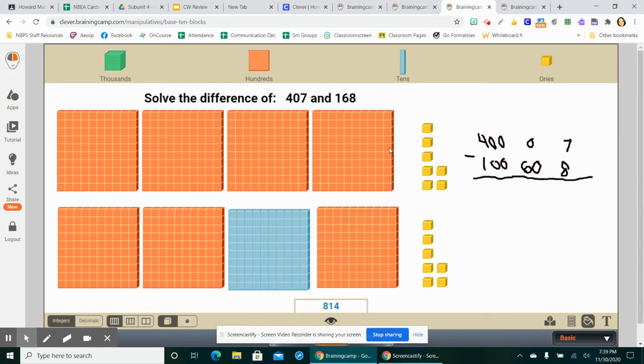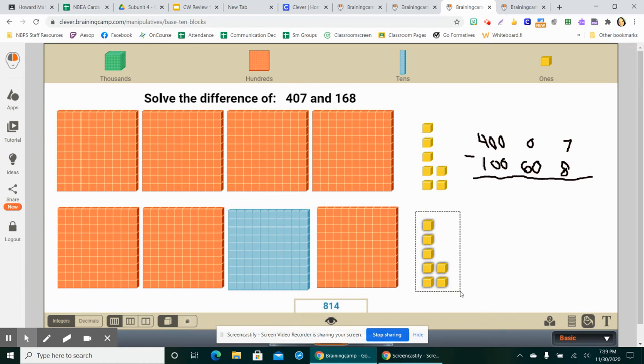So I'm going to do a little bit of both at the same time so that you can understand how they are related. Now, when I looked at my problem here, the top one was the 407. So this is what I started with. If I try to take away 168, I don't have 8 little yellow pieces. So this problem on the bottom is where I'm showing you how I did it.